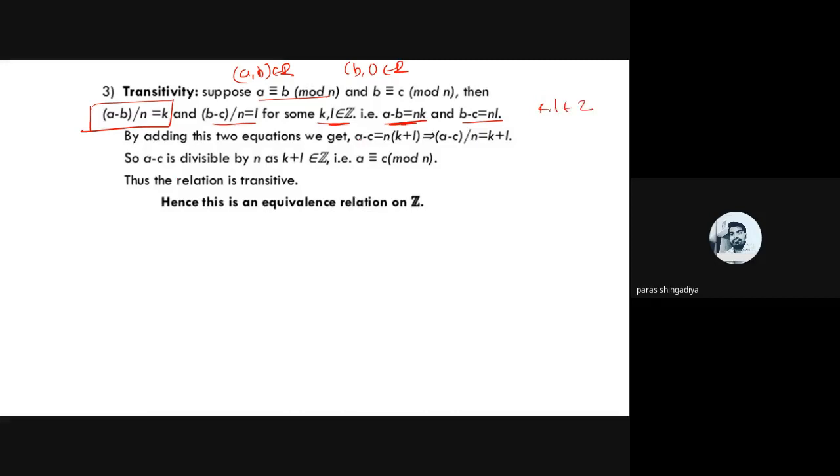So now we have to derive that (a, c) belongs to R. Okay, you have to prove that (a, c) also belongs to R. Okay, (a, c) should also be inside R, this you have to prove. So how can we define the (a, c) form?